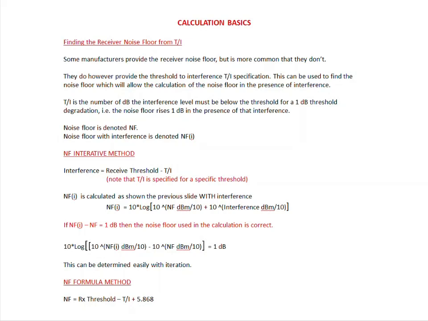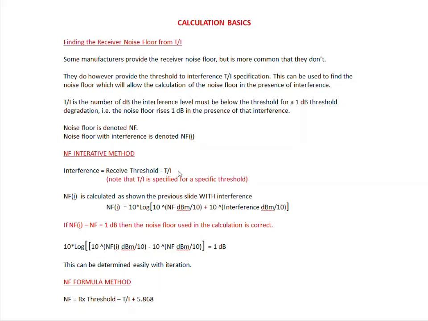T to I is defined as the number of decibels that the interference level must be below the threshold, such that when it adds into the receiver, the threshold rises by 1 dB. So if you know the received threshold number, you subtract out the T to I number, and that gives you the interference level which causes a 1 dB degradation for the threshold. And this is all defined at 10 to the minus 6 bit error rate. In this line over here, you can see the simple calculation: the interference is received threshold minus T to I.